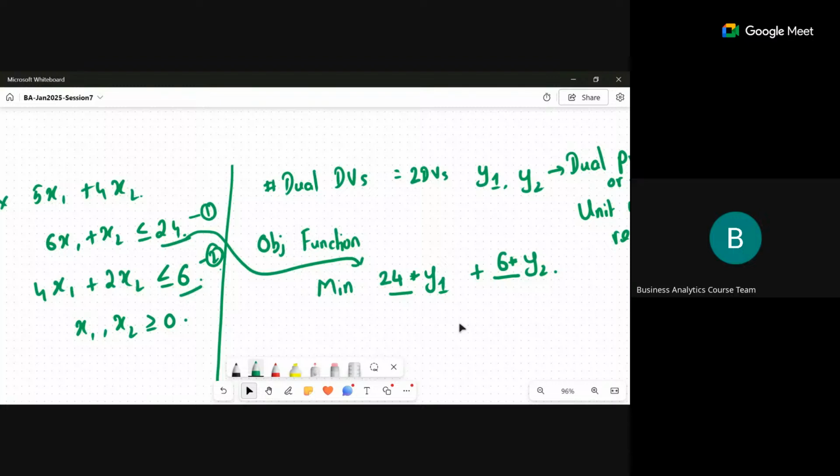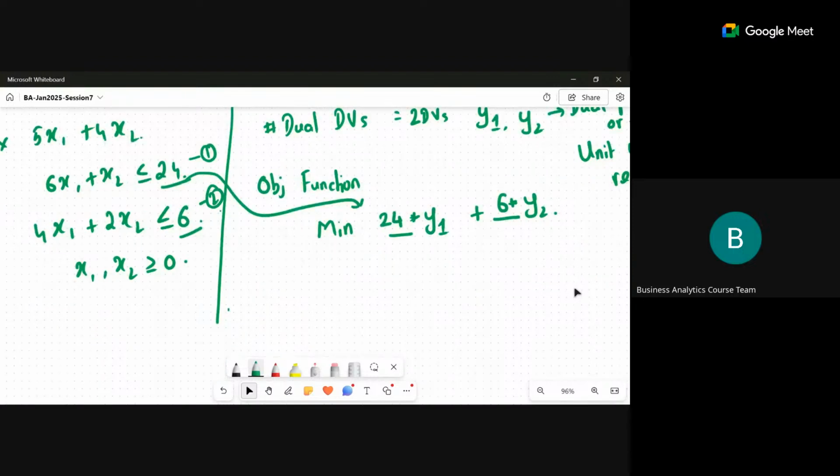And hence, you multiply that with the total available resource, which is 24 and 6. Over and above 24, do you require Y1? If yes, how much cost are you willing to pay for it? Over and above the 6 units of R2, are you willing to pay for R2? If yes, how much is it worth? So that is what your Y1 and Y2 will tell you. Super. So that is minimization, your objective.